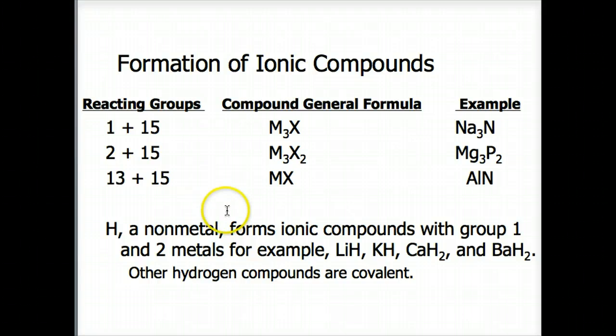A couple more: groups 1 with 15, 2 with 15, and 13 with 15. Hydrogen can also react with some of the metals, since it is a nonmetal, to make a hydride. Lithium hydride, potassium hydride, calcium hydride, and barium hydride. Everything else that's ever made with hydrogen is covalent.